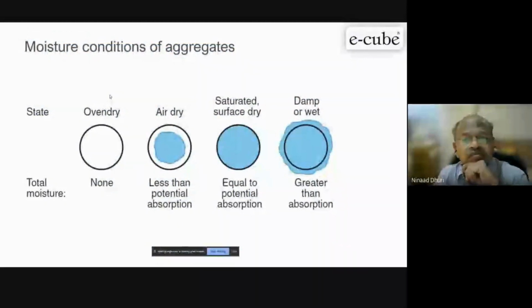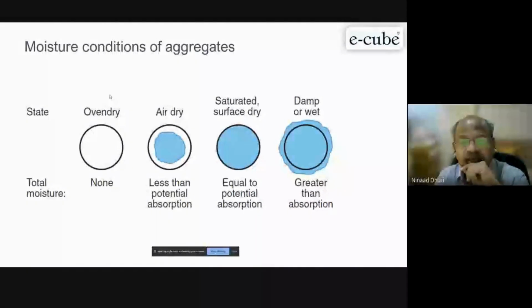This is one of the conditions of aggregate, and it is very important to understand when you are making concrete. We are getting a lot of variation in the workability levels. So there are four conditions on the aggregate.